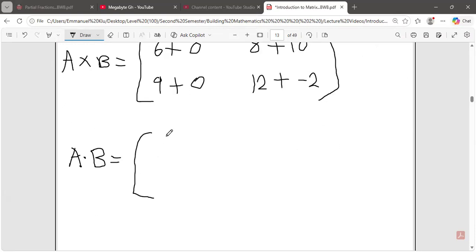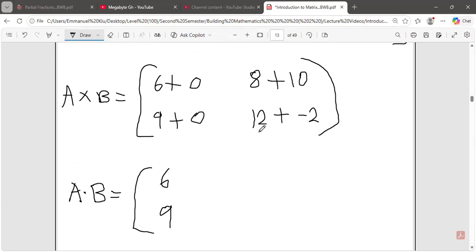6 plus 0 is still going to give us 6. 9 plus 0 is still 9. And then 8 plus 10 is going to give us 18.